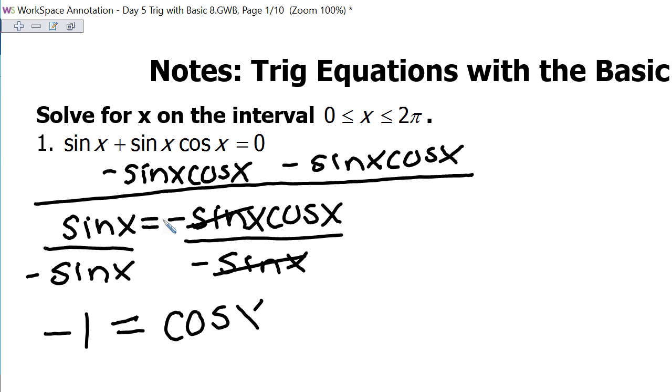Now I just have one trig, and now it's ready to solve. So we need to find the angle whose cosine is negative 1. And what is that angle? Pi.